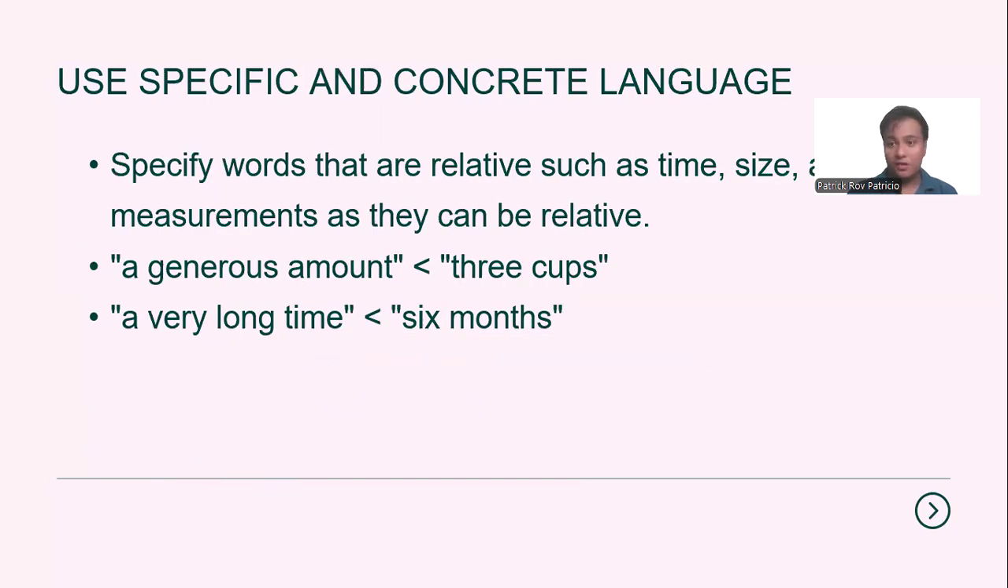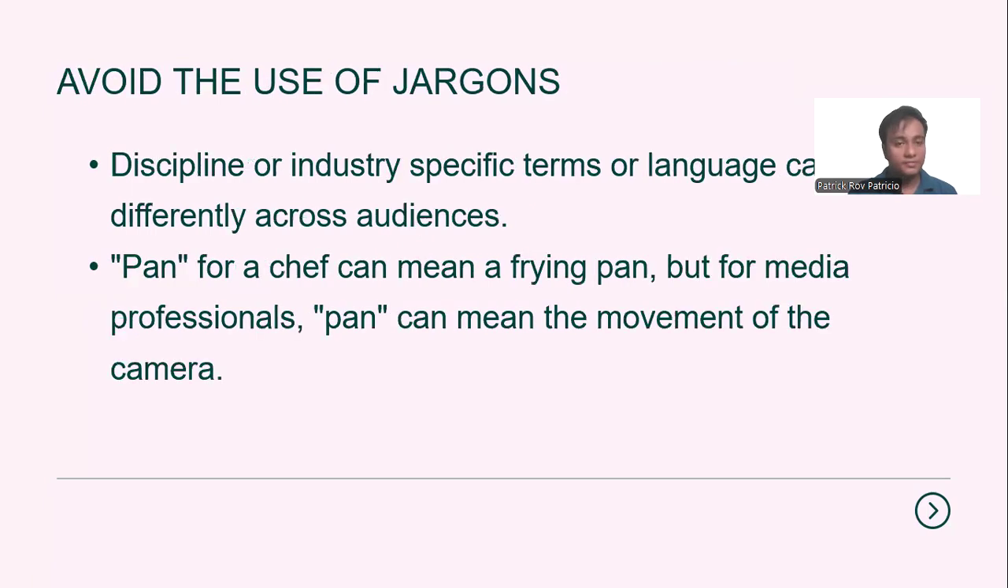Next, the use of specific and concrete language. Here we learned that we must specify the words that could be relative, such as time, size, and measurements. Instead of saying a generous amount, we can specify it as 3 cups. Instead of saying a very long time, we can specify it as 6 months. Everyone can have different perceptions of time, size, measurements, etc. It could be confusing if we use these very general terms. So it is important for us to be specific and concrete with the words that we are using.